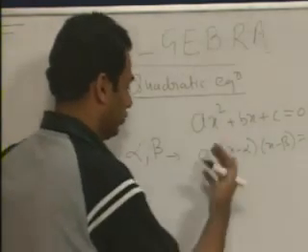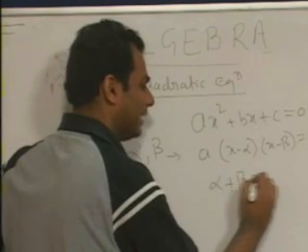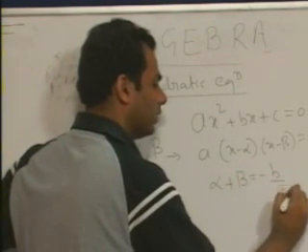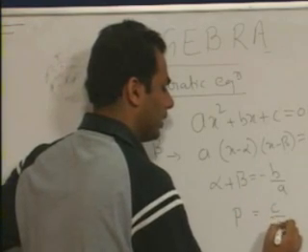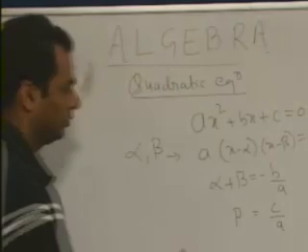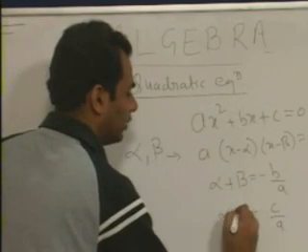Now the sum of the roots, alpha plus beta, you'll always get equal to minus b by a, and the product of the roots is always equal to c by a, which is alpha into beta.